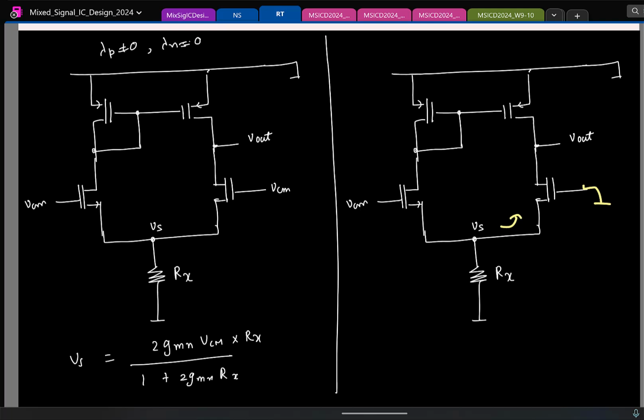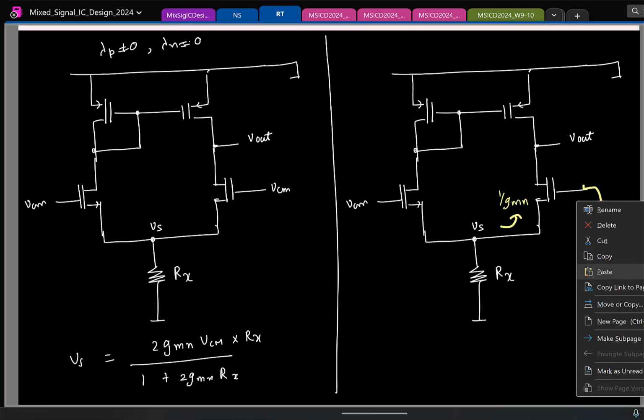Remember that the lambda for the transistor is 0. I am looking into the source of the transistor. How much is that impedance? 1 by gm. Is that fine? If not, please work it out. These are some simple results that you should remember. Okay, so now I can redraw the circuit like this.